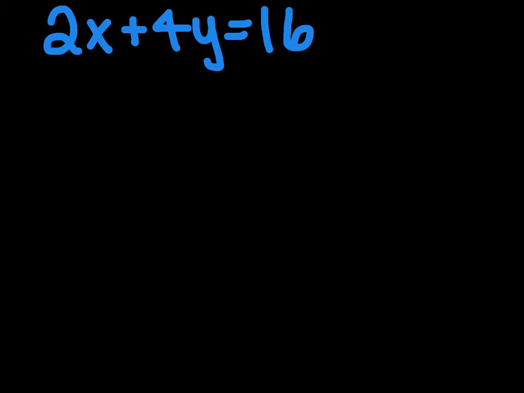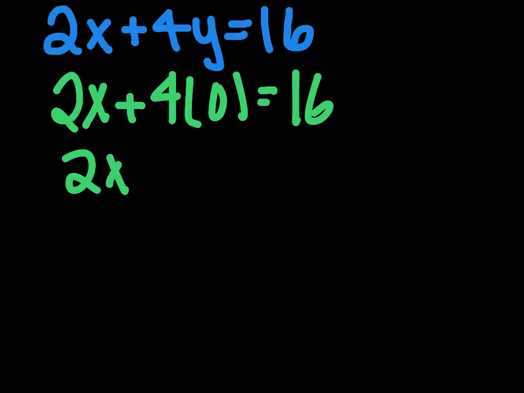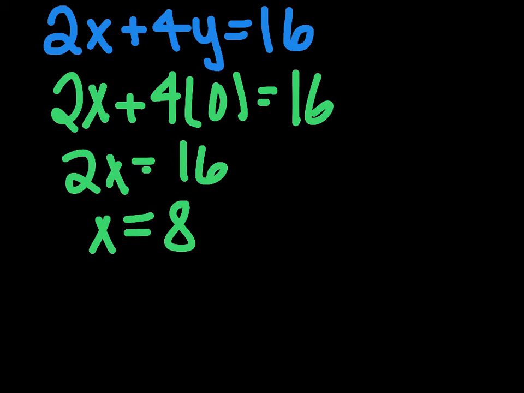Okay, so using this equation, we're going to have to do it two ways. To find the x-intercept, so the x-coordinate, you're going to have to make the y 0. So now we're going to rewrite this as 2x plus 4 times 0, and then you solve it like a regular equation. 2x plus 4 times 0 is 0, so we're not even going to put it in. 2x equals 16, x equals 8. So our x-coordinate is 8.